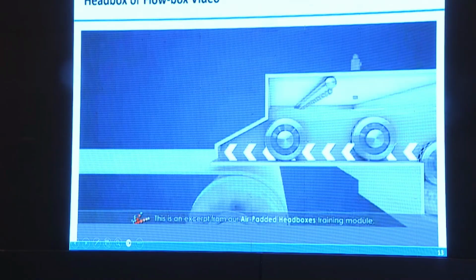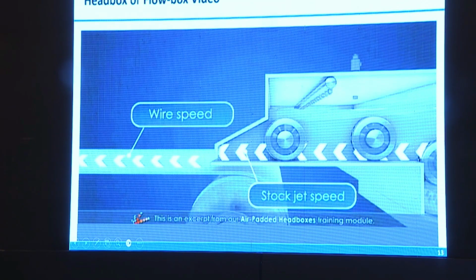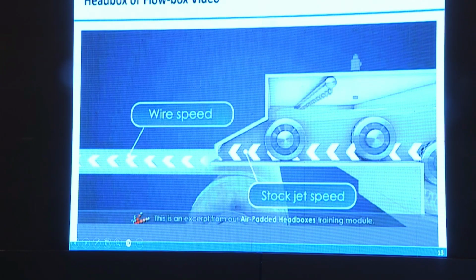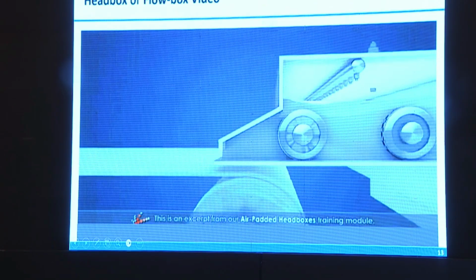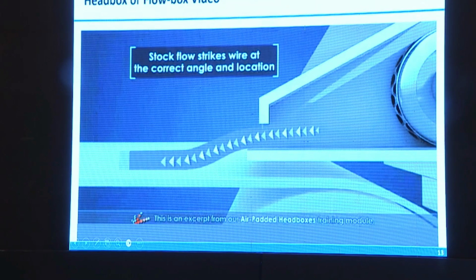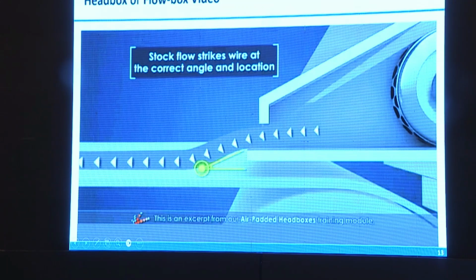3. To coordinate the speed of the stock jet with the speed of the wire. This relationship plays a major role in sheet formation and fiber angle or orientation. 4. And ensure that the flow of stock from the slice opening strikes the wire at the correct angle and location.